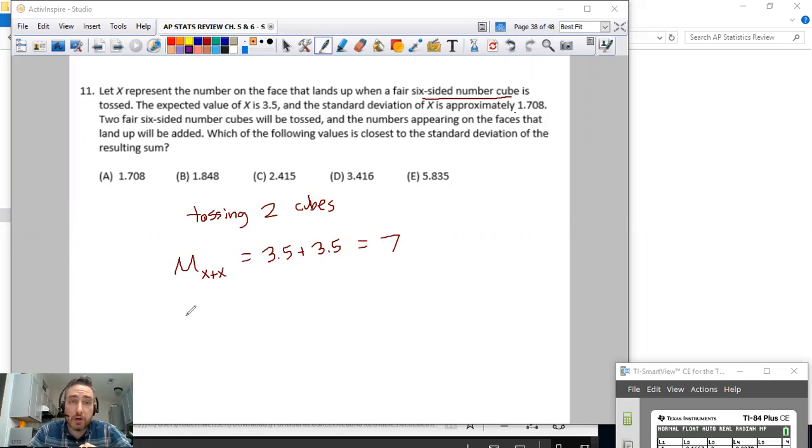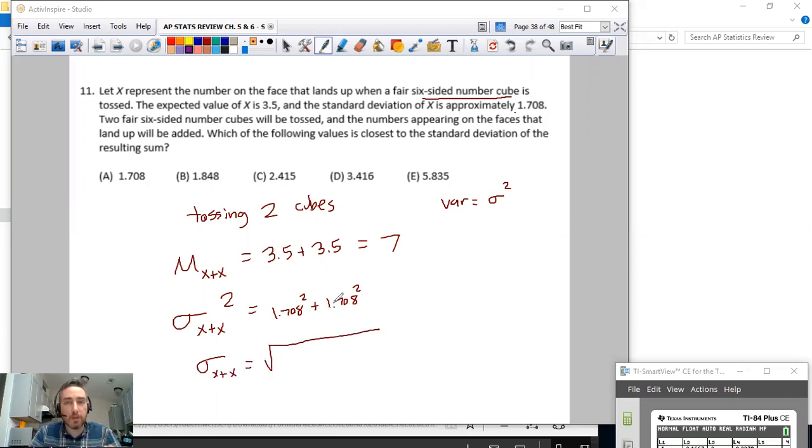The standard deviation, though, it's not quite the same, right? We don't add standard deviations, we add the variances. Variances are standard deviations squared. So we have to square the individual standard deviations, 1.708. And I want you to think about this as a Pythagorean theorem type question, right? A squared plus b squared equals c squared. So the standard deviation of those two number cubes being added is really the square root of the sum of those squared numbers. See what you get when you plug that in.